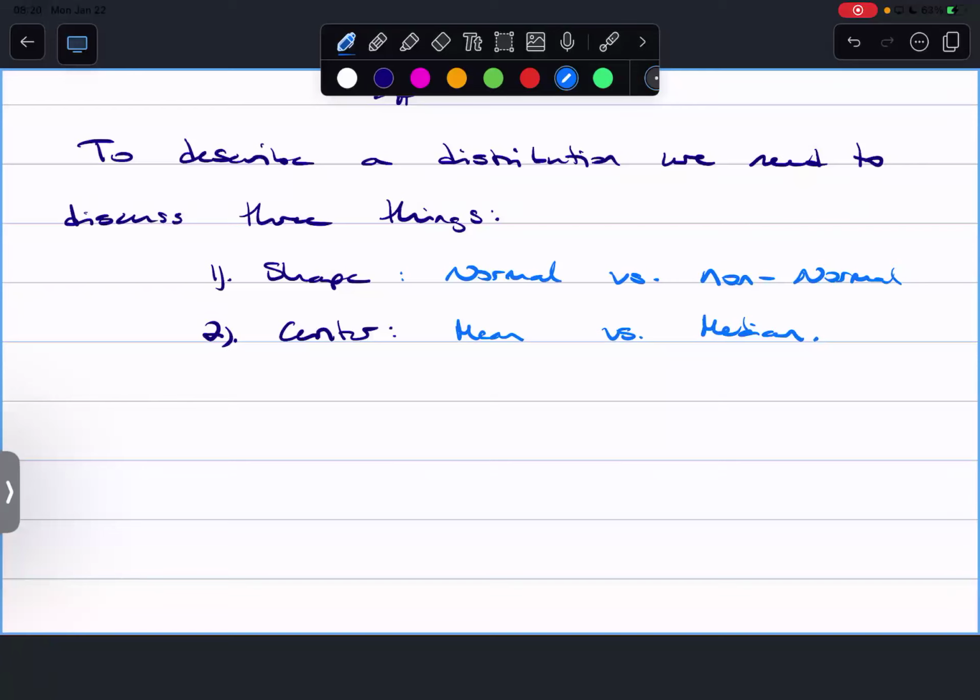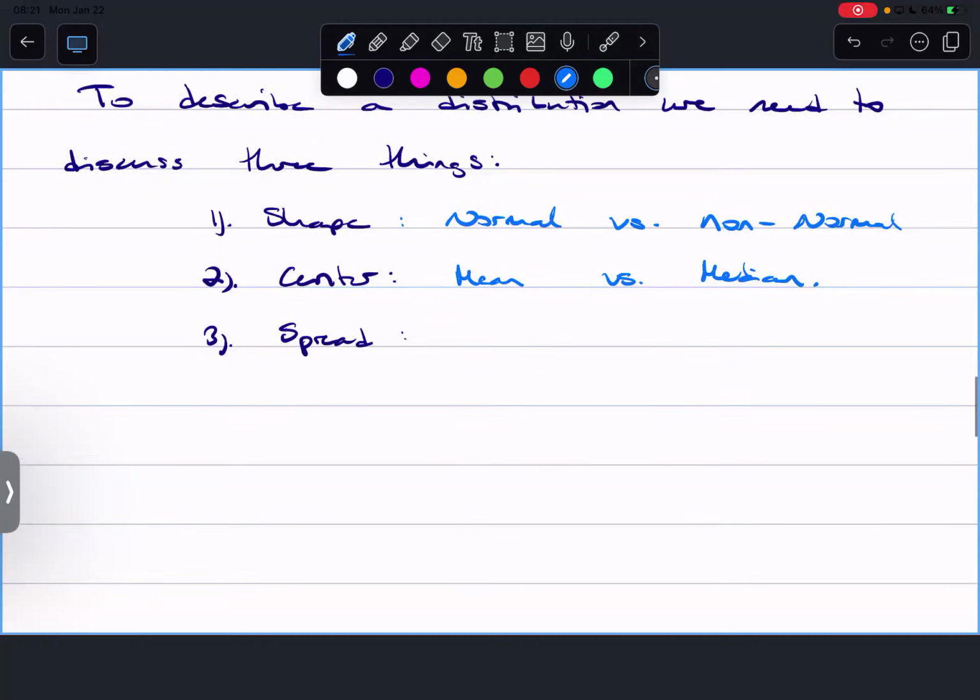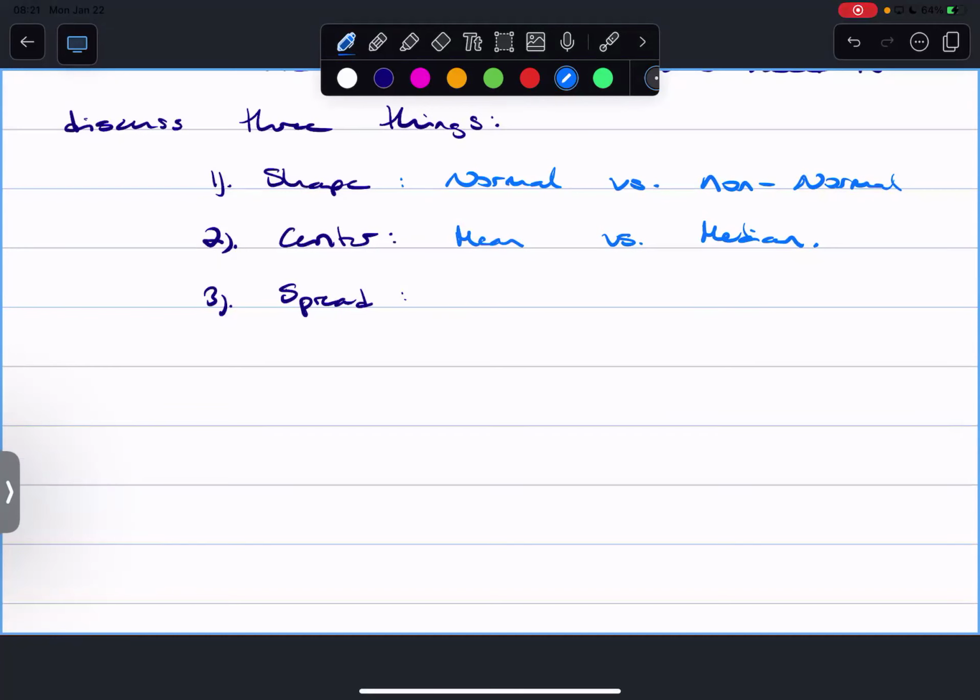And so the spread, which we're introducing today, is the final thing that we need to be able to describe a distribution. The spread for a normal distribution, we said, should be the standard deviation, but it's really just the variability in the data.